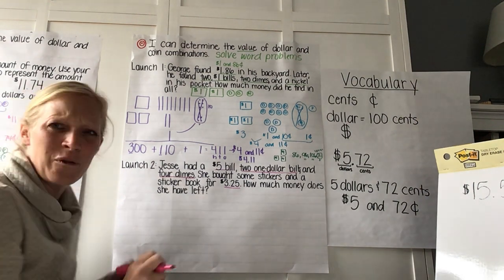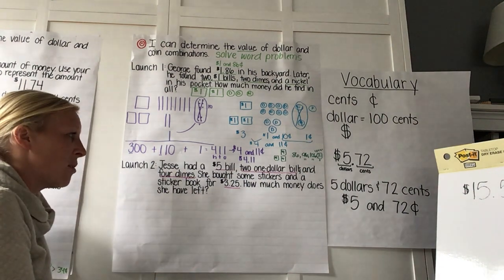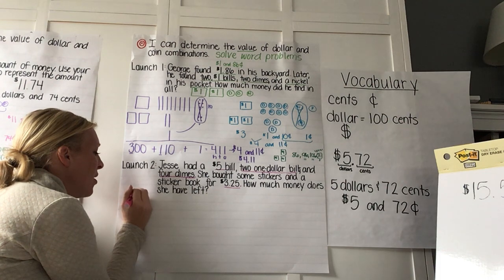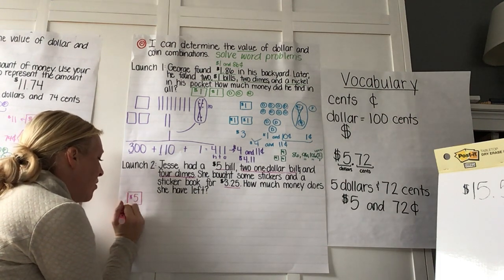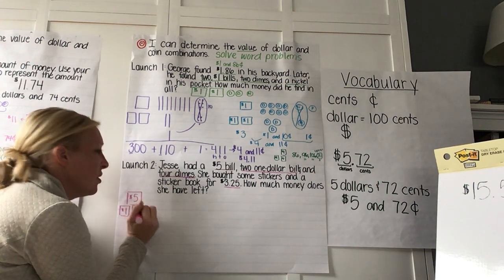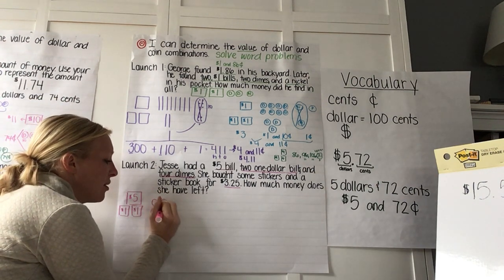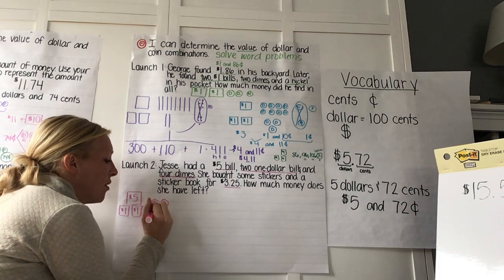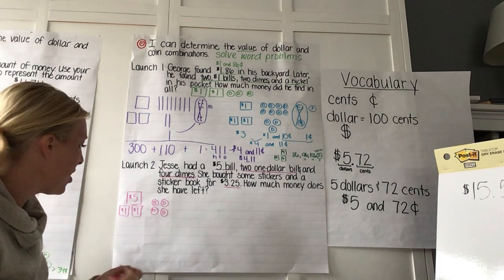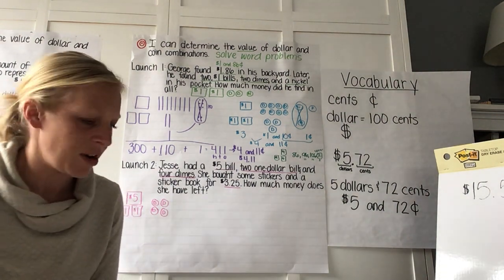Ooh, so what do we need to do first with this? First, we need to figure out how much money she had, right? She had a $5 bill and two $1 bills, and then she had 4 dimes. Let's first figure out how much money she had. Can you all show me how much money she had? And then put a thumb in front of your tummy when you think you know.